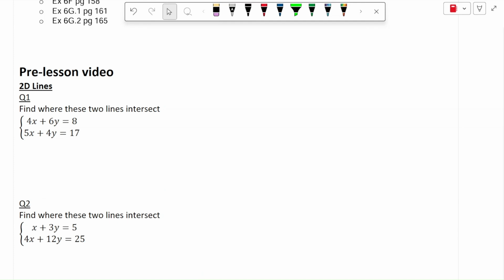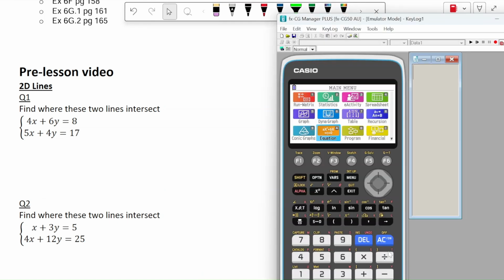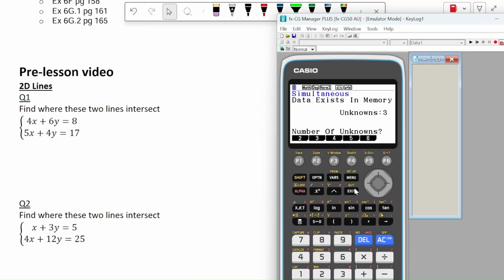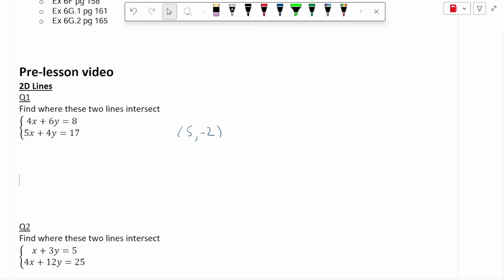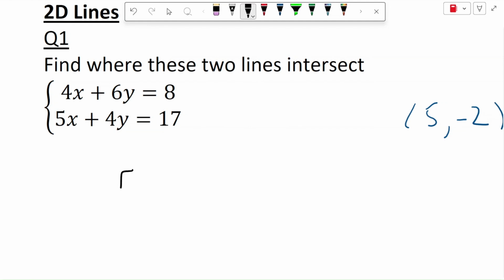So we've got this situation here. If you want, you absolutely can do it on equation solver. So you would go into simultaneous, 2 unknowns, 4, 6, 8, 5, 4, 17. Solve that, and you can see that it's 5, minus 2. Just as a little recap, I will show you how to do this with row operations.